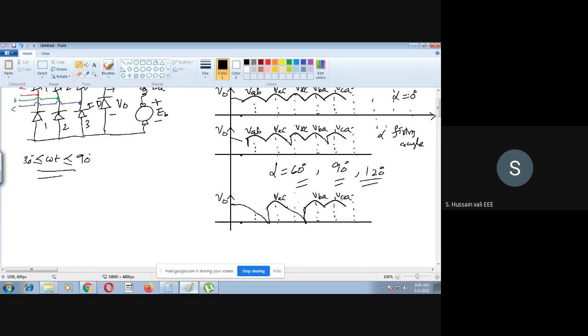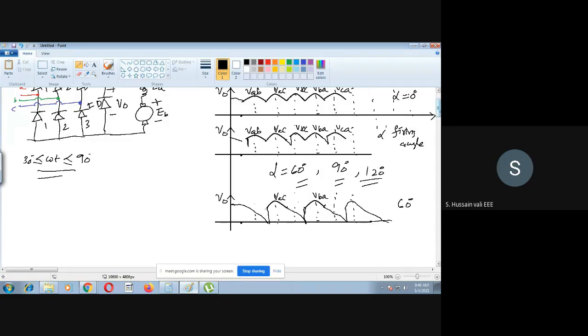Likewise. Okay, let me do this also. This delay will be further. Then it jumps. So this you will find out. This is for 60 degrees.